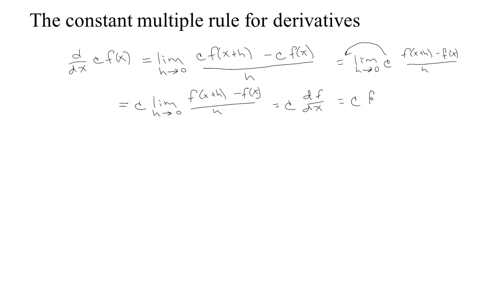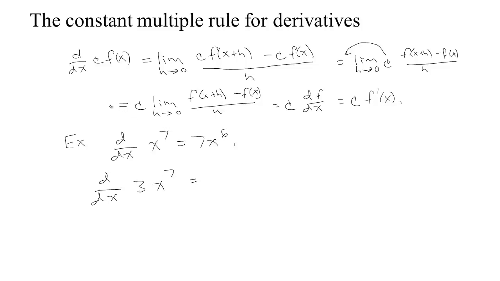Or let's see, f prime of x might be another way to write it if you wanted to use Newton's notation. Let's look at an example. We know that the derivative with respect to x of x to the 7th is 7x to the 6th. So what if somebody asks us, what's the derivative with respect to x of 3x to the 7th?